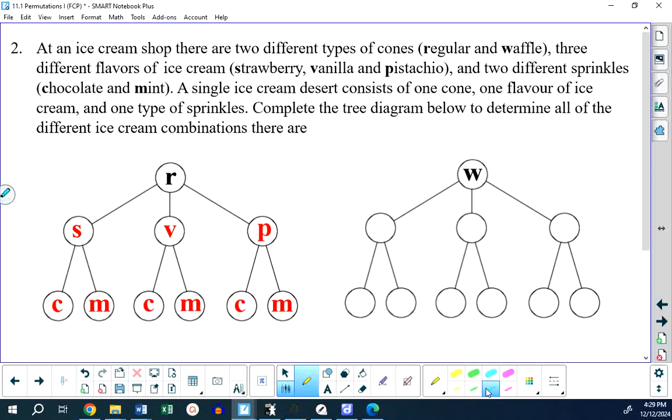If you have the waffle cone, you can choose any one of those 3 types of ice cream, and each of those types of ice cream has 2 options for the type of sprinkle. So I'm going to give everybody a minute to just complete your tree diagram, and then we'll talk about the answer to the question.